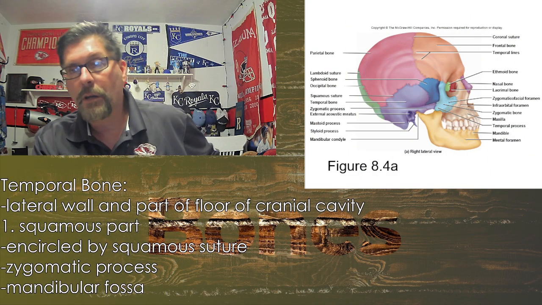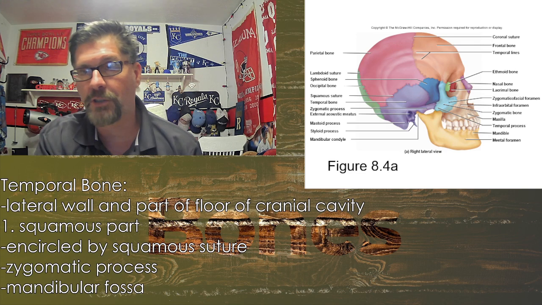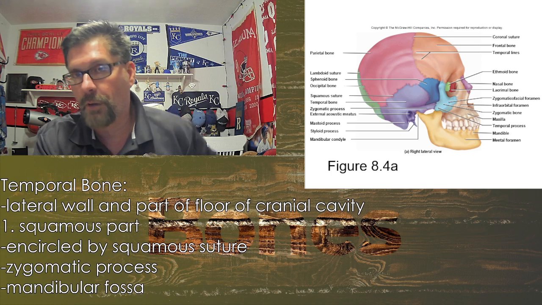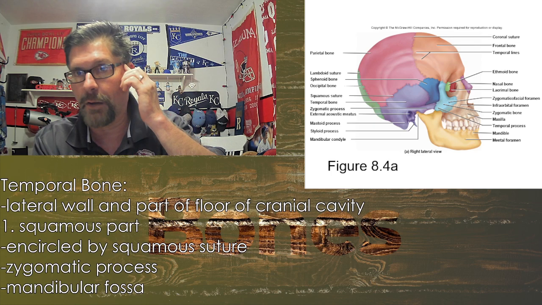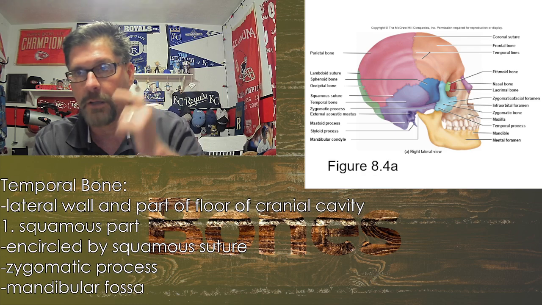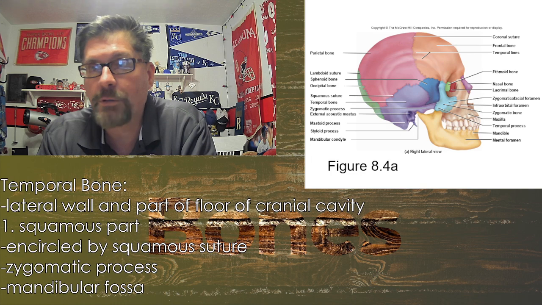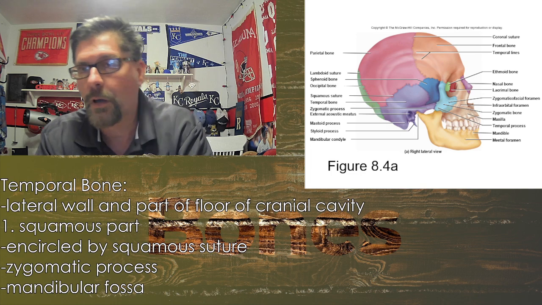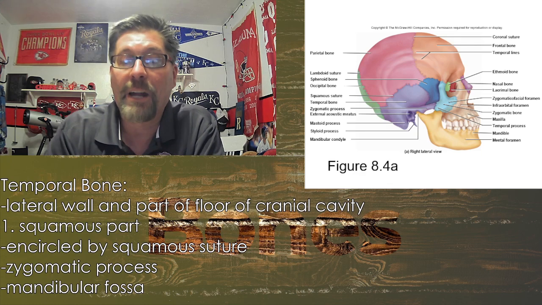Alright, now looking at the temporal bone, and again that's the same view along the side. The temporal is the blue. You can think about where your temples are, right here behind the eyes. It's that blue area. Oh, I'm sorry. No, I'm thinking ahead of myself. Temporal is the purple. The blue is the sphenoid. I got ahead of myself there a little bit.